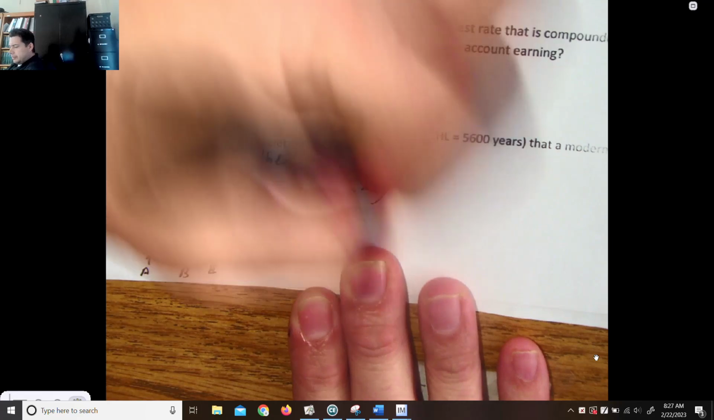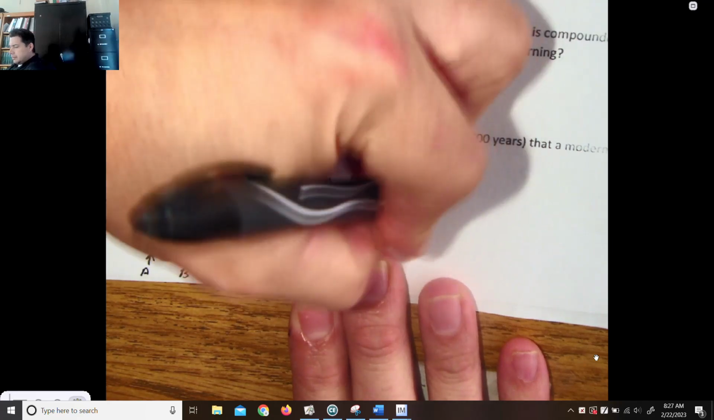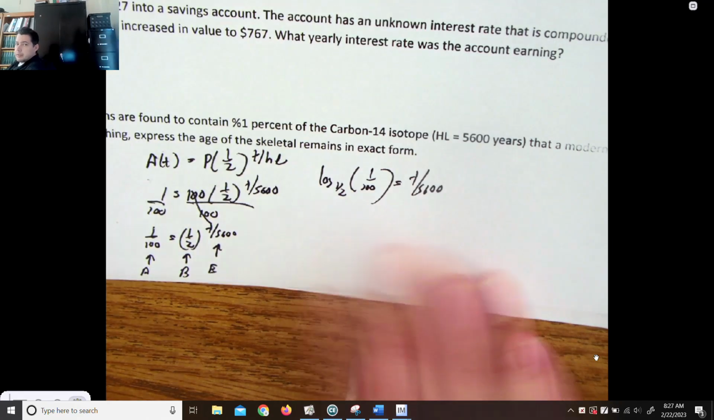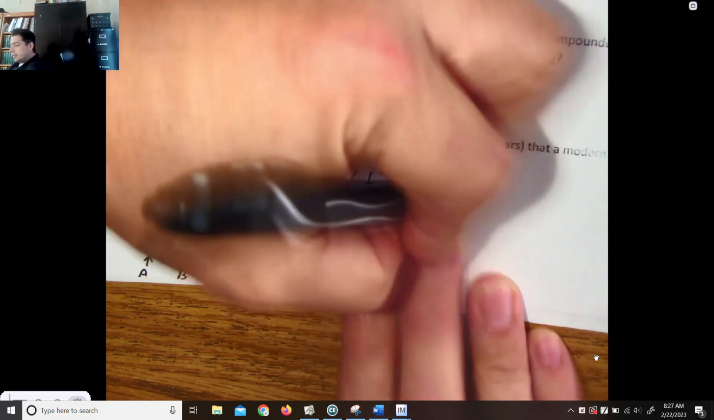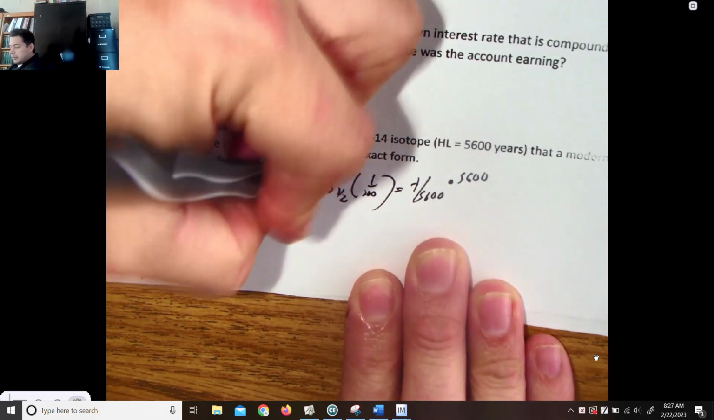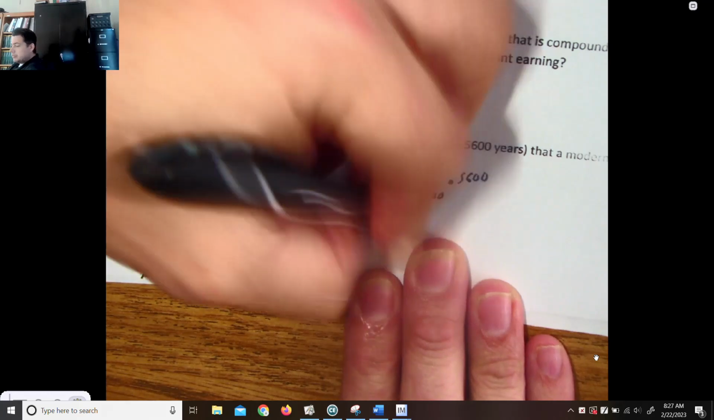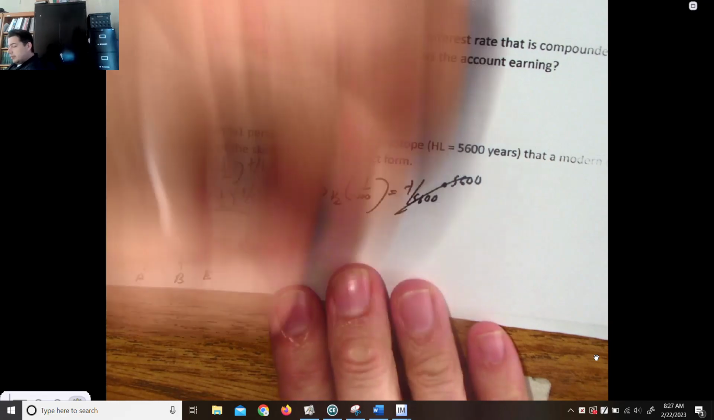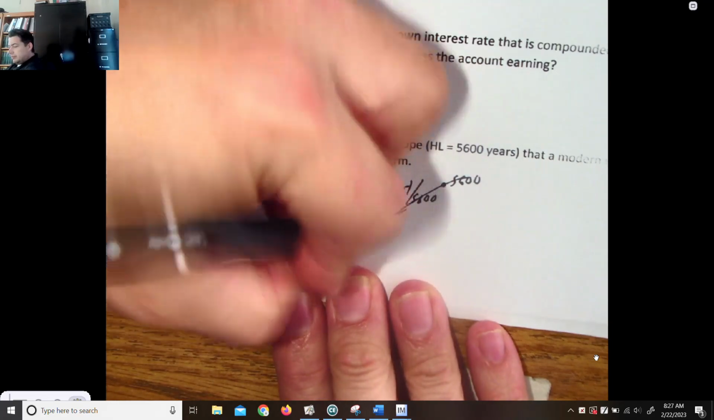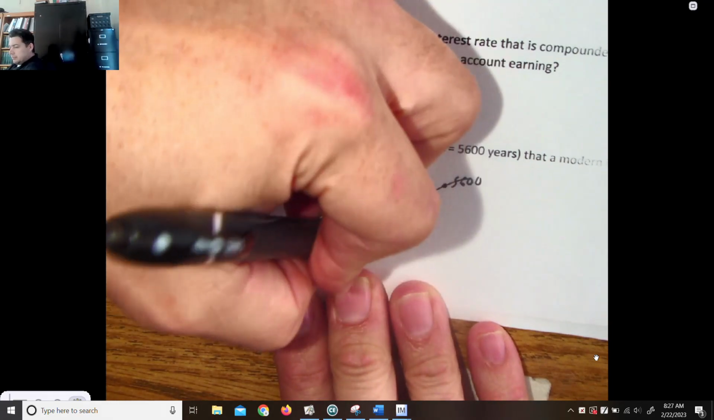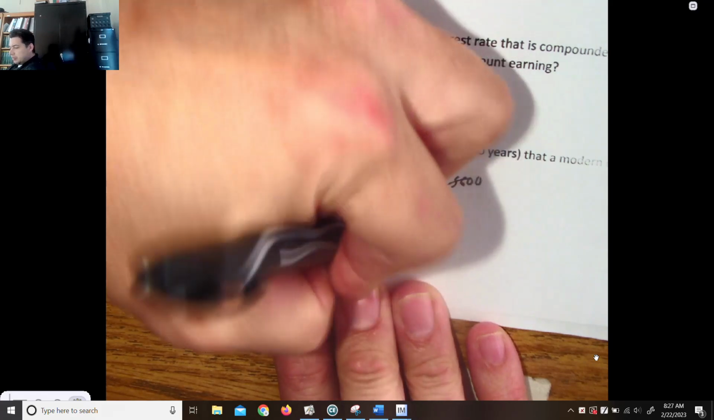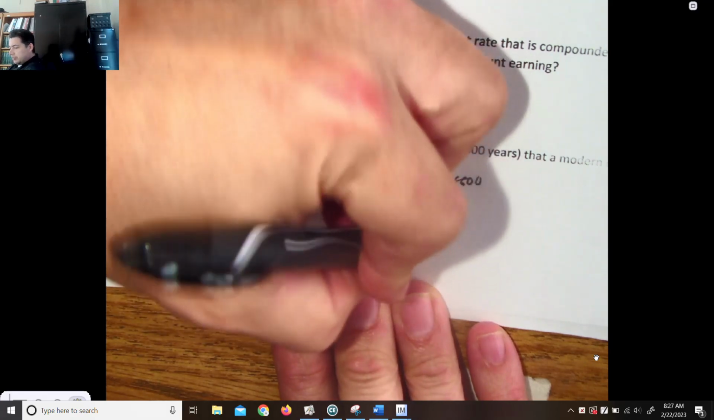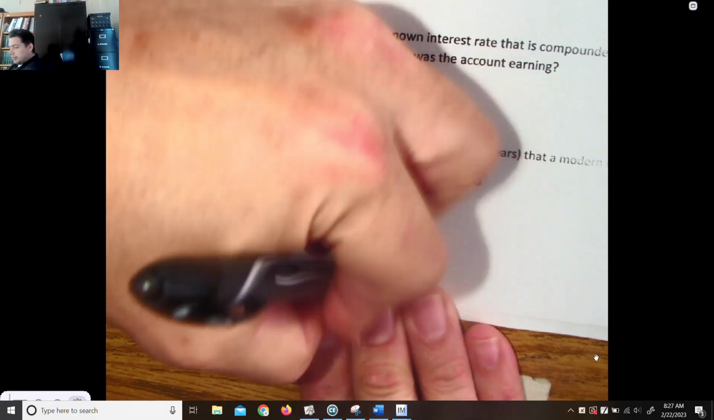Argument's 1/100th, and it equals T over 5,600. So the issue here is the division. The opposite of division has always been multiplication, unless you're actually talking about condensing or expanding logarithms. And we'll do change of base here. So we have 5,600 times, this becomes the natural log of 1/100th over the natural log of a half.